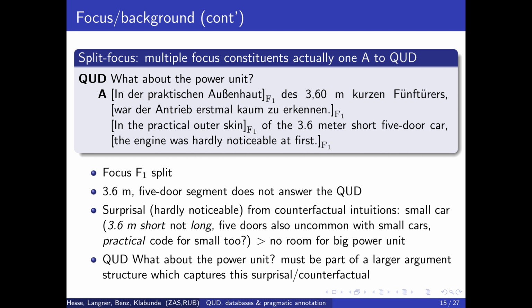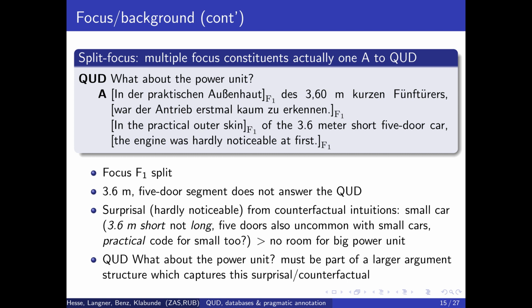So here's a sentence: in the practical outer skin of a 3.6-meter short 5-door car, the engine was hardly noticeable at first. We have this QED: what about the power unit portion with the 3.6 meters and the 5 doors intervening in between? What is the focus? Based on that QED, we also know that what we are calling focus here is the core information of this assertion. That's what the assertion is trying to say. It's trying to say that this is a small car and it's surprising that the engine is so powerful.